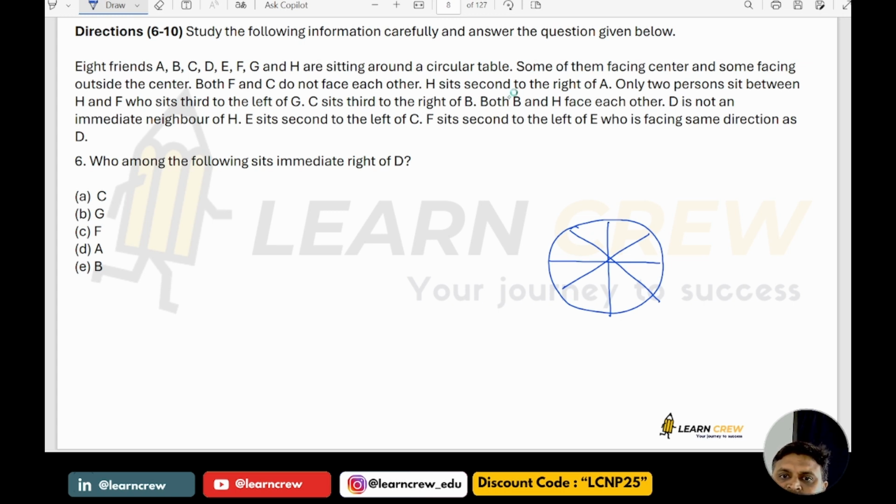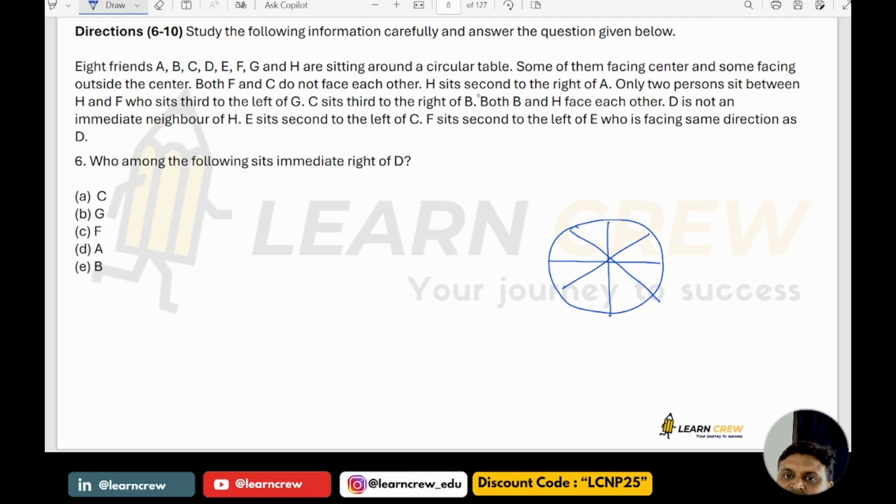Now, H is second to the right of A. Only two persons sit between H and F. F is third to the left of G. C is third to the right of B. Both B and H face each other. Next, D is not an immediate neighbor of H. E is second to the left of C. F is second to the left of E, who is facing the same direction as D.